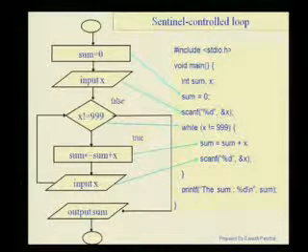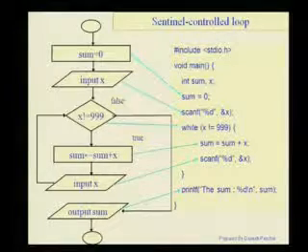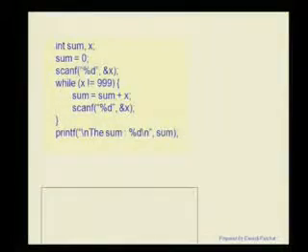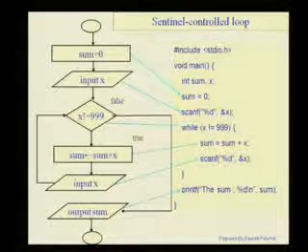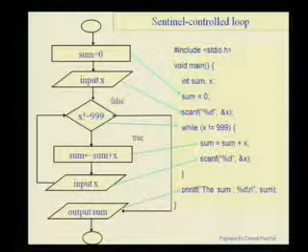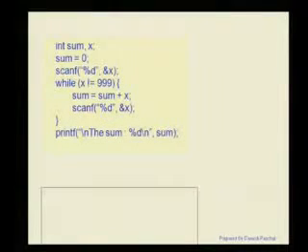Now you can see here, when the user enters this value 999, the loop will be terminated and it will print the result, which is the summation of all the numbers entered by the user. Now let us execute this portion.